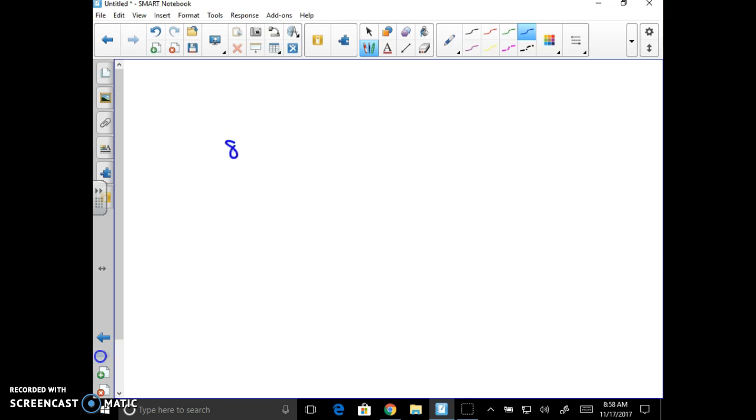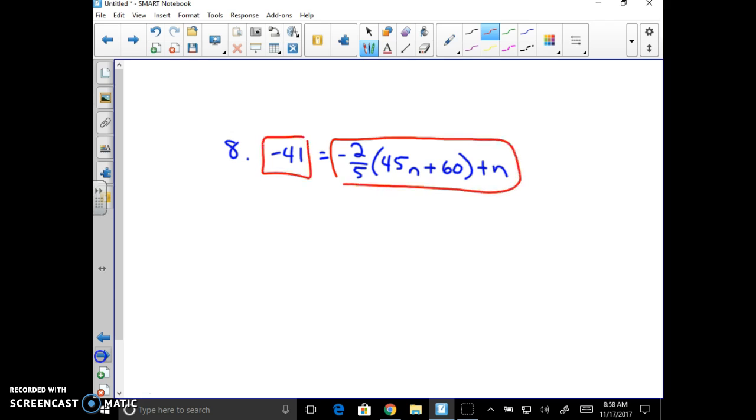Number 8. Negative 41 equals negative 2/5 times 45n plus 60 plus n. Box it. Bring down the negative 41 equals, don't forget, we're going to do this, right? So a negative times a positive is negative. 45 times 2 is 90. 5 times 1 is 5. N. And now we have a negative times a positive is negative. 2 times 60 is 120. 5 times 1 is 5. Plus n.